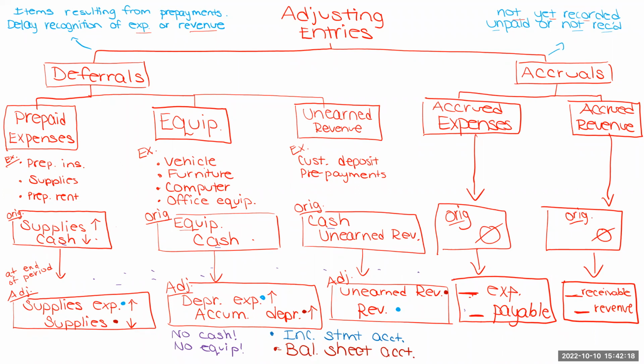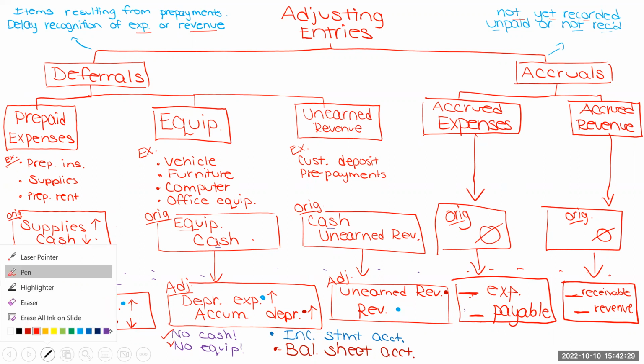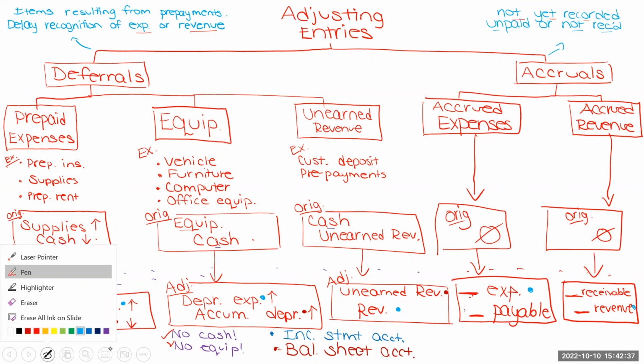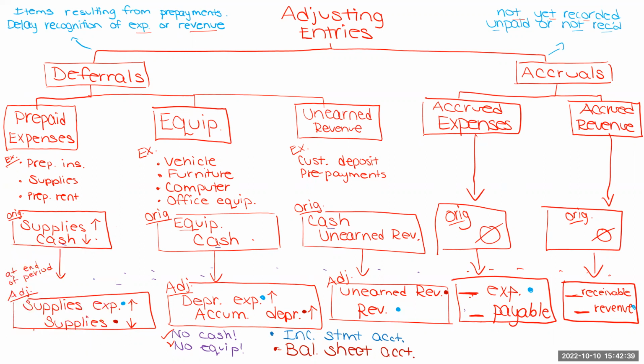Let's make sure all of our adjusting entries, now that we have all five here, have no cash in any of them and no equipment in any of them. Let's make sure that we have one income statement account and one balance sheet account. Income statement: expenses, revenues. Balance sheet: liabilities, assets.